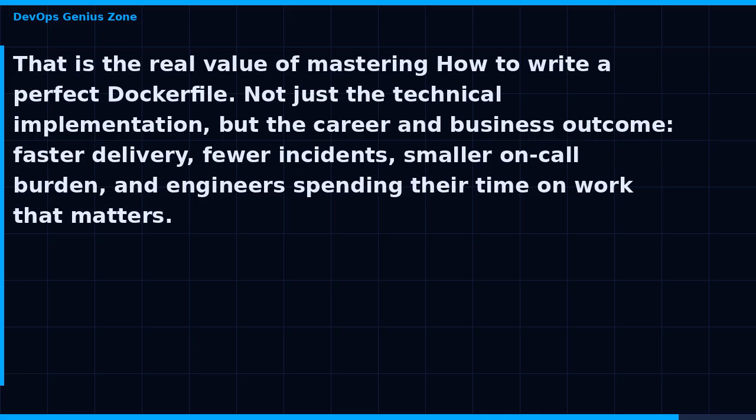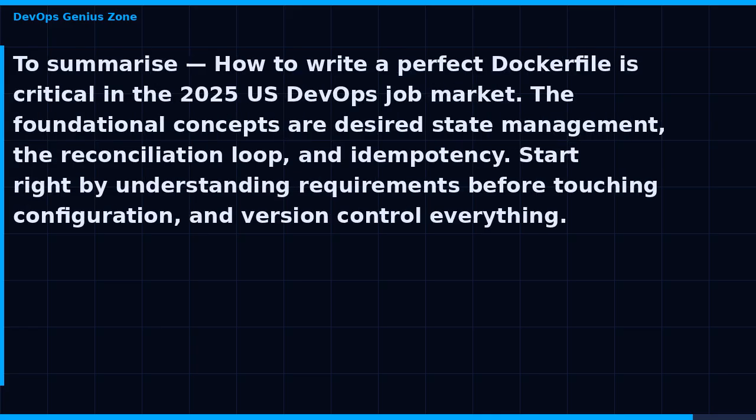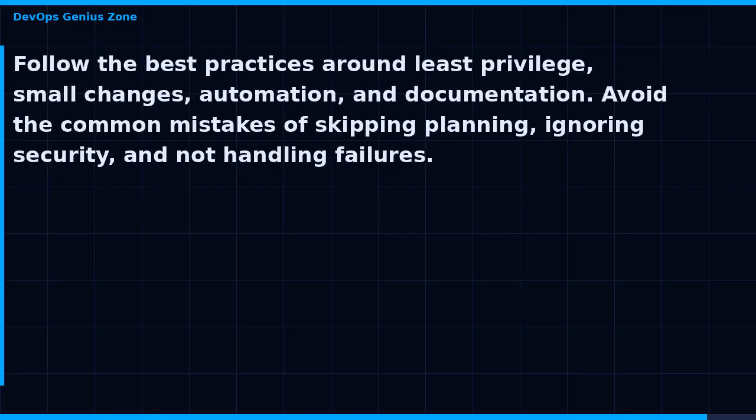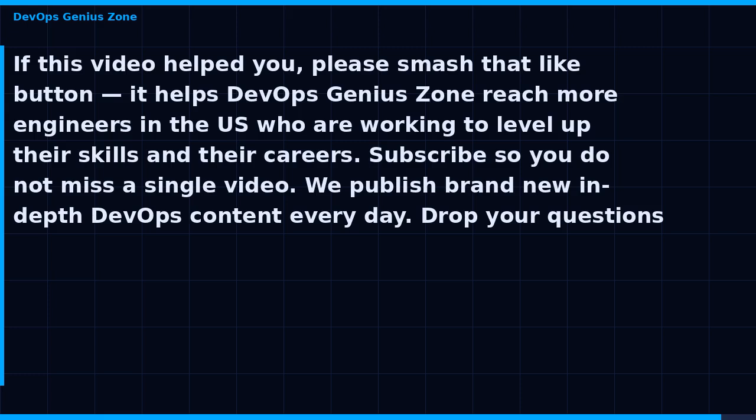To summarize, how to write a perfect Dockerfile is critical in the 2025 U.S. DevOps job market. The foundational concepts are desired state management, the reconciliation loop, and idempotency. Start right by understanding requirements before touching configuration, and version control everything. Follow the best practices around least privilege, small changes, automation, and documentation. Avoid the common mistakes of skipping planning, ignoring security, and not handling failures.